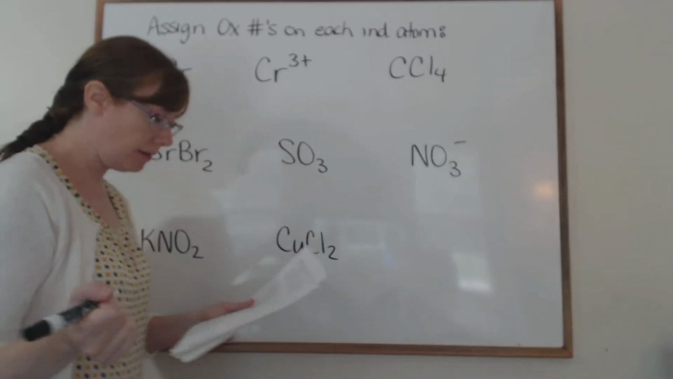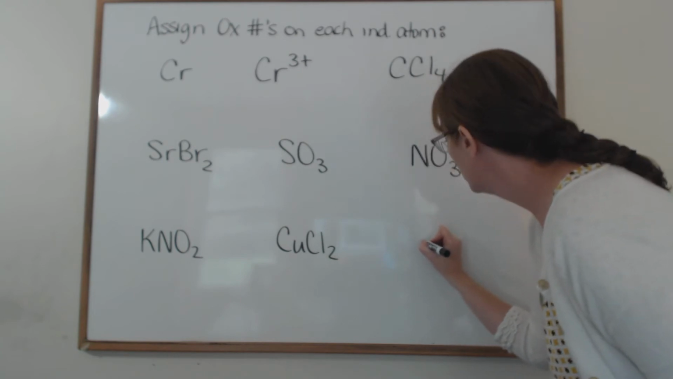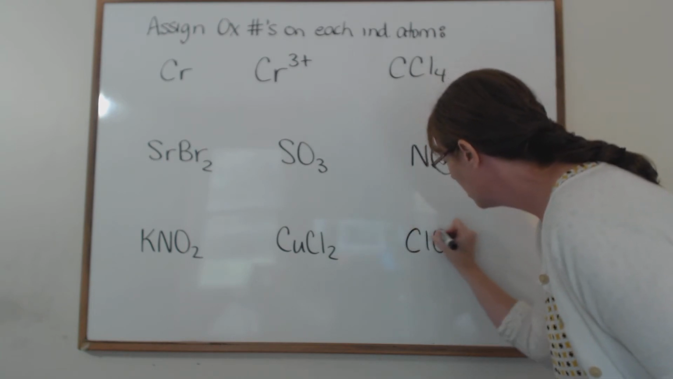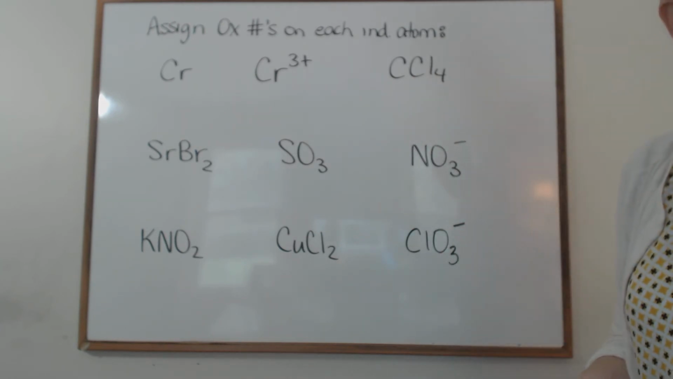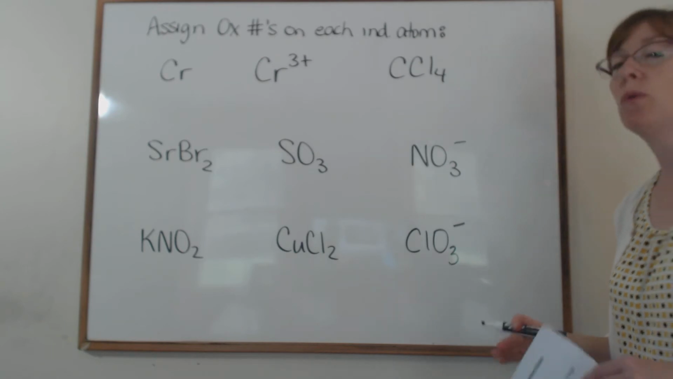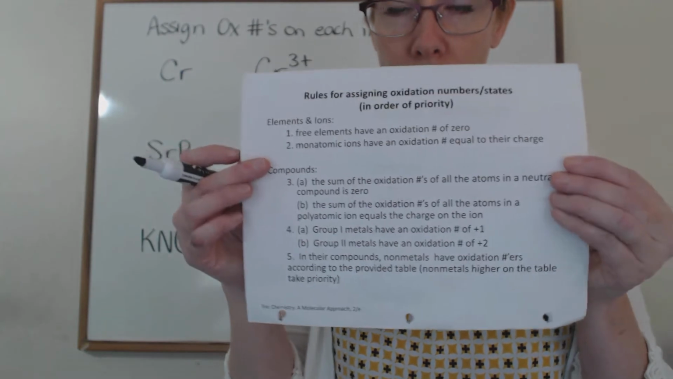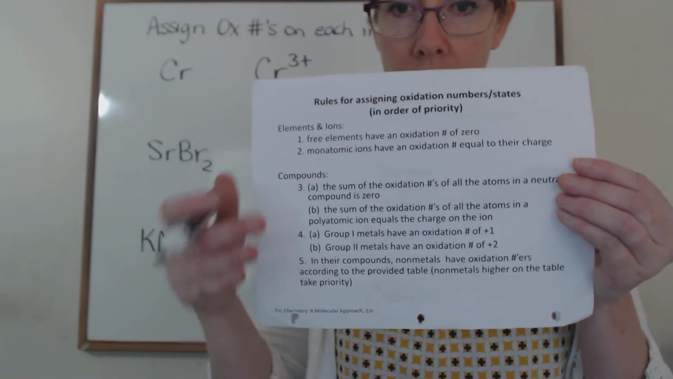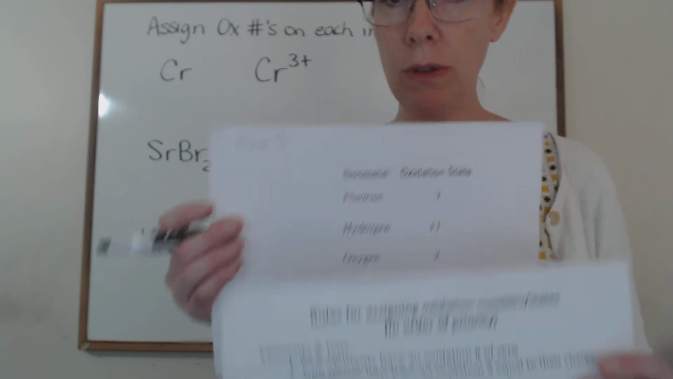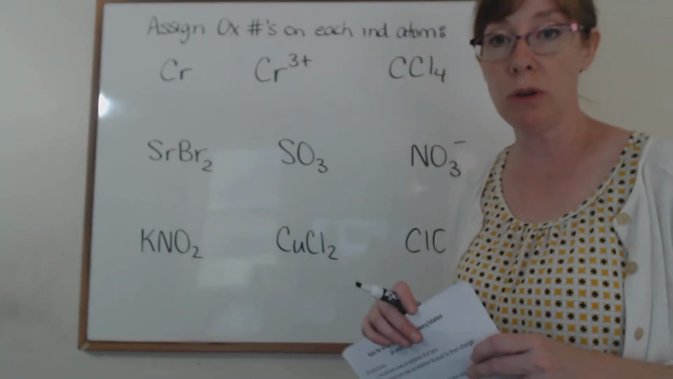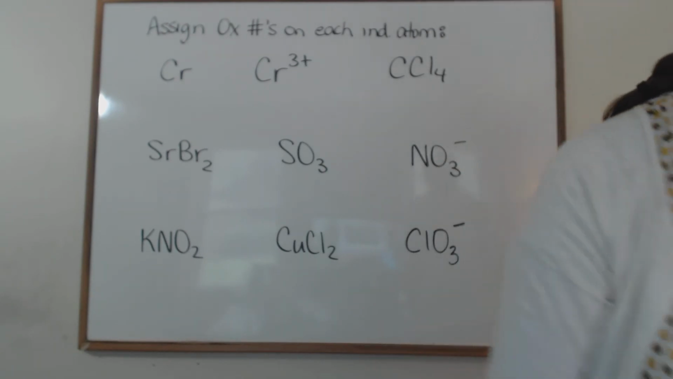I'm going to give you 9 bunch of different things here. All right, so you get that down, and if you want to pause the video and give it a try, you'll be using these rules, addressing them in order of priority, and if you're in rule 5, it will use this table as well. But I'm going to walk us through assigning oxidation numbers. But try it yourself first.